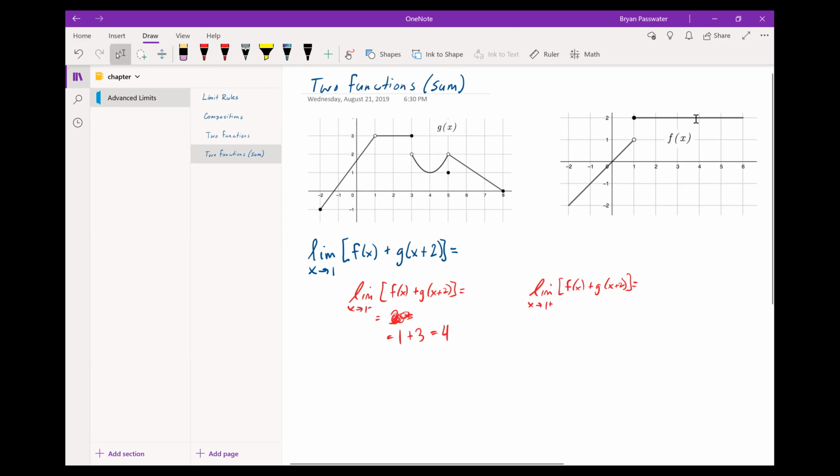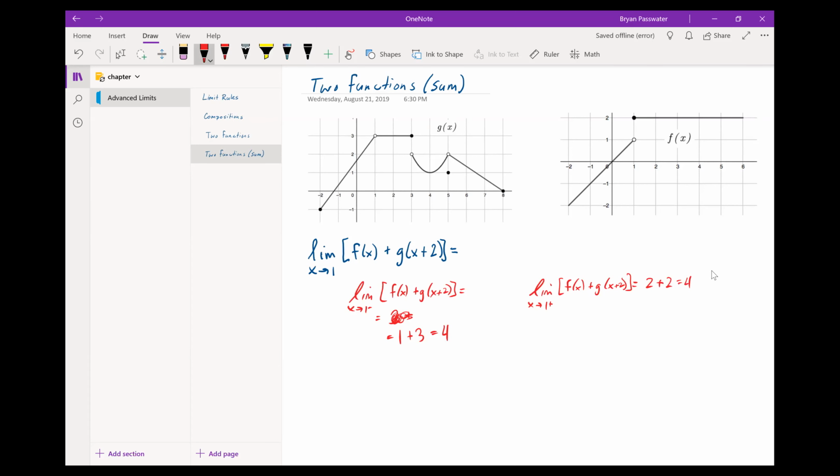And then we can do something similar from the right. We can take the limit from the right as well. From the right of f of x, as x approaches 1, we get 2. And then again, approaching 1 from the right of this g of x plus 2 function, we're basically approaching g of 3 from the right side. From the right-hand side, even though there's a hole in the graph, we're taking a limit, so our limit ends up being 2 as well. And then the sum of those ends up being 4.